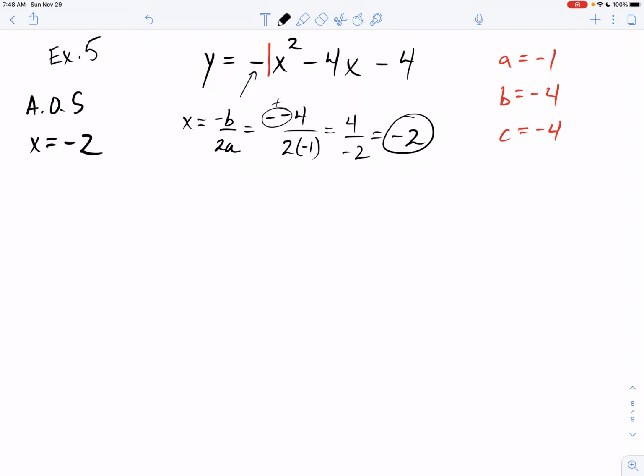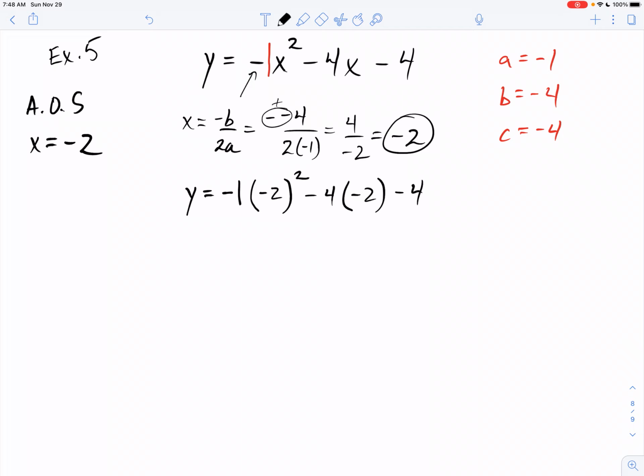And what am I going to do? I'm going to say, hey, I'm going to plug that -2 back in to find out my y value, but here's where you got to be careful. -1, parentheses, -2 squared, -4, parentheses, -2, and then -4. And if you have a calculator with parentheses on it, and you type it in exactly how it's written there, it should not mess you up.